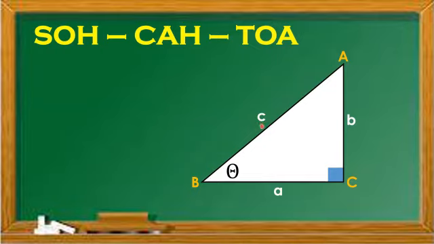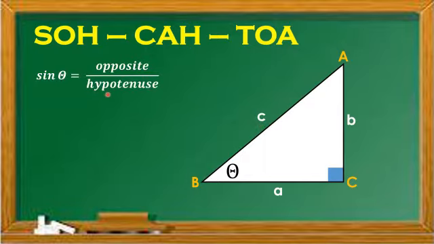Let's start with SOH. SOH is an acronym for sine theta is equal to opposite side over hypotenuse. Based on the given figure, the opposite side is side B and the hypotenuse is side C. Therefore, sine theta is equal to B over C.